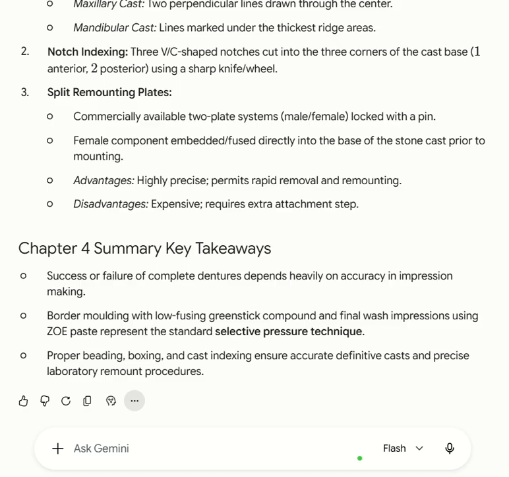Chapter 4 Summary, Key Takeaways. Success or failure of complete dentures depends heavily on accuracy in impression making. Border molding with low fusing green stick compound and final wash impressions using ZOE paste represent the standard selective pressure technique. Proper beading, boxing, and cast indexing ensure accurate definitive casts and precise laboratory remount procedures.